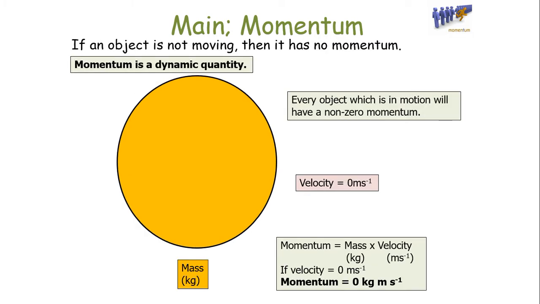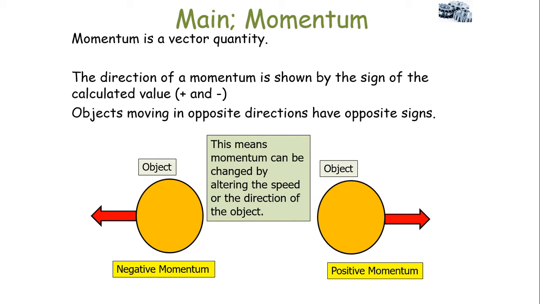Now, an object has to have momentum if it is moving. If an object is not moving, it has no momentum. Momentum is a dynamic quantity. Think about why this is. Because if the velocity is zero, the momentum is zero. Because when you times any number by zero, you get a zero value out.